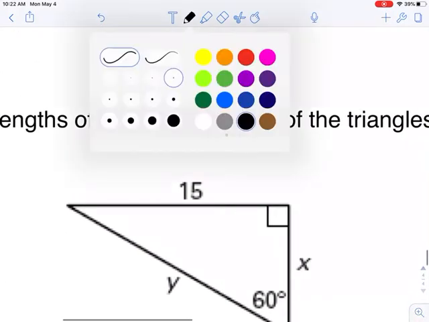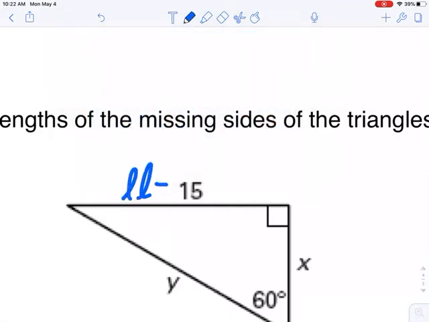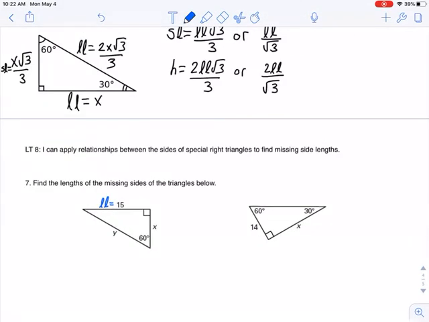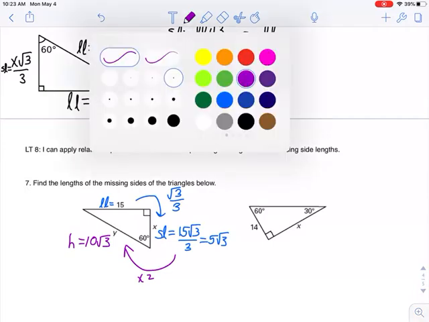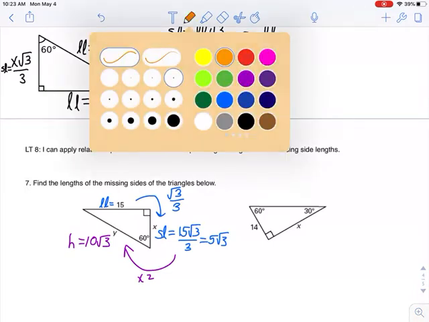All right, so here, this is the long leg. We're given the long leg, and I have the rules written right up here. This is going to be a great time to multiply by radical 3 over 3 to find the short leg. So it's going to be 15 radical 3 over 3, or 5 radical 3. And then to find the good old hypotenuse, just multiply by 2. So the hyp equals 10 radical 3.